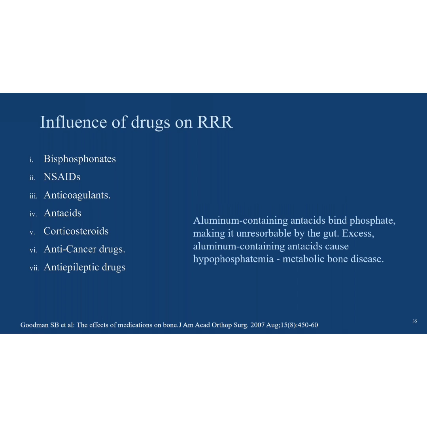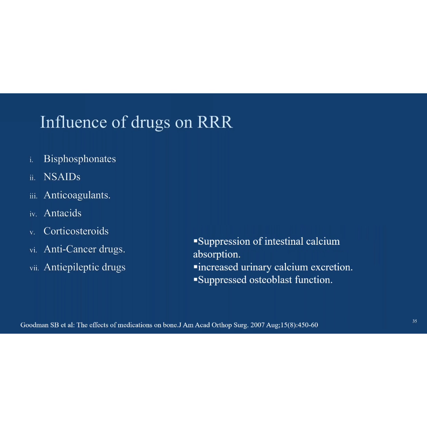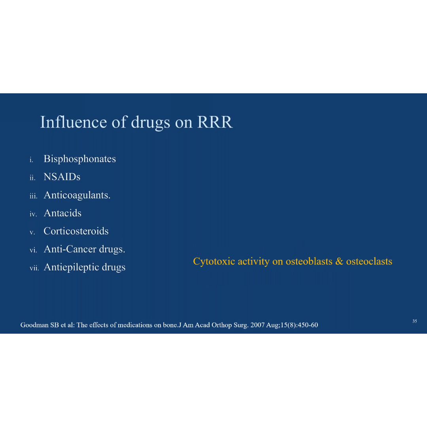Aluminum containing antacids bind phosphate, making it unresorbable by the gut. So excess aluminum containing antacids can cause hypophosphatemia, a metabolic bone disease. Corticosteroids suppress intestinal calcium absorption. Therefore, indirectly, it activates the parathyroid hormone, and PTH causes bone resorption.